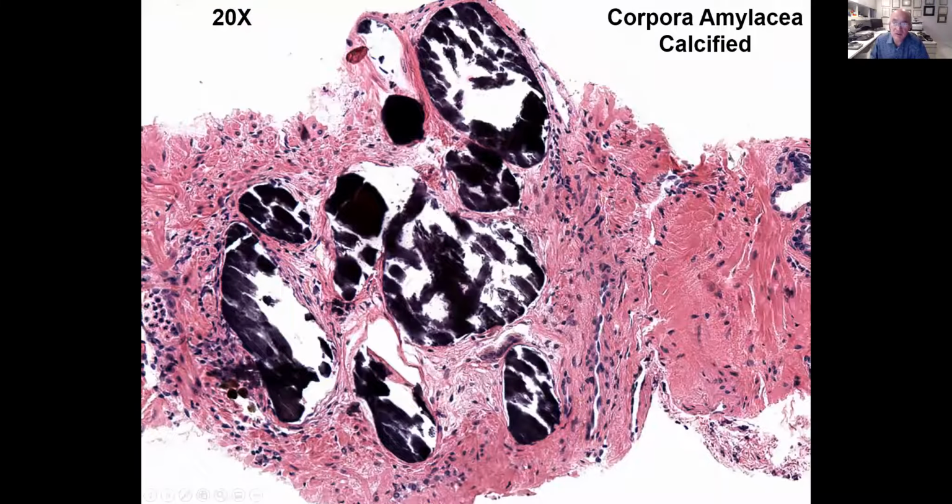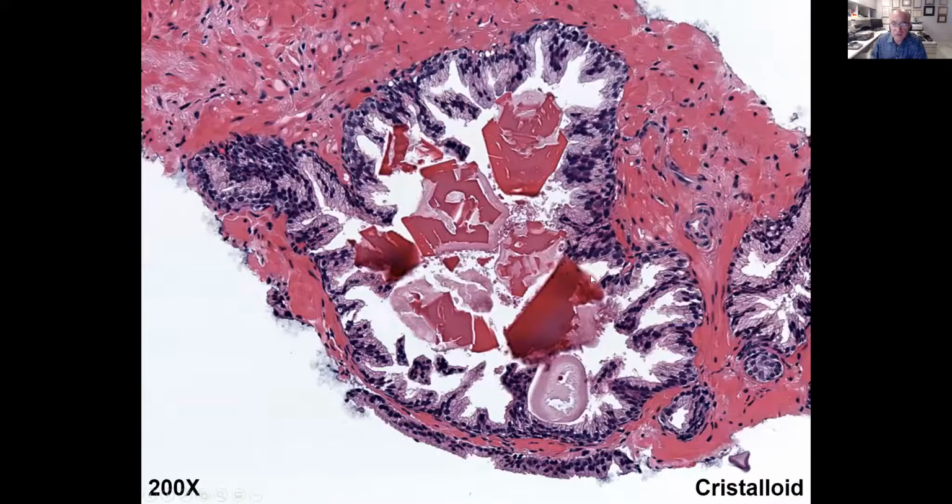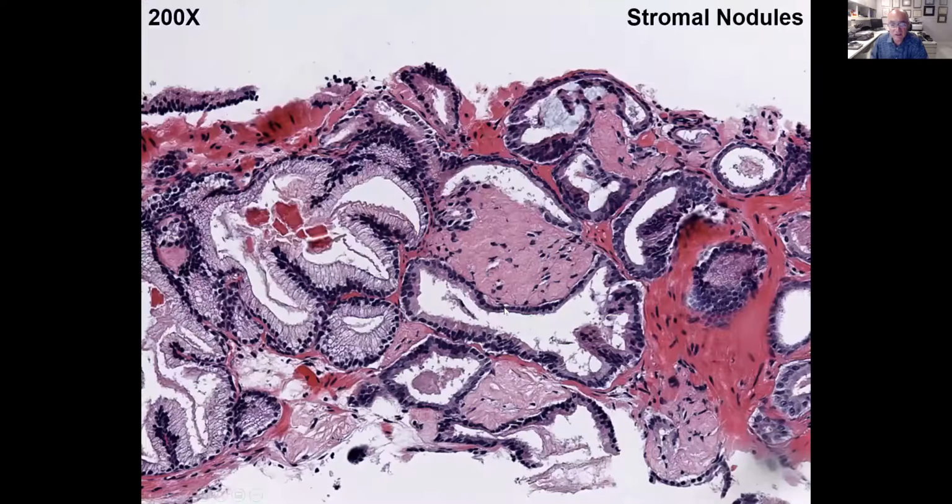This is the extreme corpora amylaceae that became calcified, and it is also important to differentiate it. And also crystalloids. Crystalloids may be present in cancer and may help you in the identification, but they are not pathognomonic of cancer. This is a normal gland from the central zone. As you can see, that is very complex, but it has this crystalloid that is just also a way of the secretions that are becoming dehydrated and then crystallized.